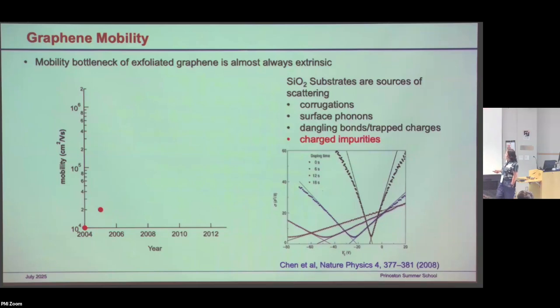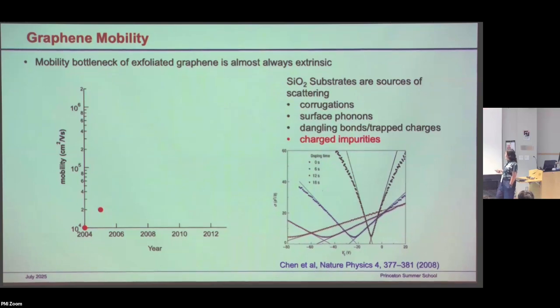Okay, so it turns out silicon oxide is really not a great substrate because it has correlations and surface phonons. In particular, it has a lot of dangling bonds or trapped charges, because oxide is a three-dimensional material, right? At the surface, the bonds are not saturated, so they grab water, they grab something, anyway. So there are a lot of trapped charges at the surface, and that gives you charge impurities. This limits mobility for graphene on silicon oxide to on the order of about 10,000. Sometimes if they work really hard, you can get to 20,000, but that's about the limit.